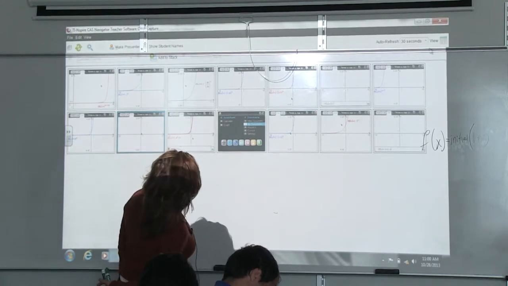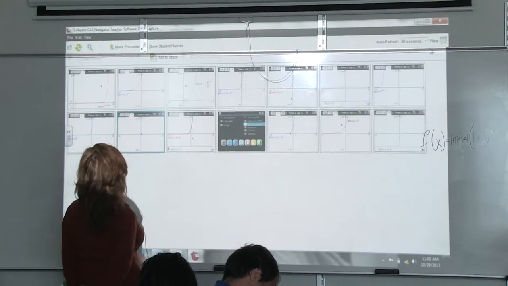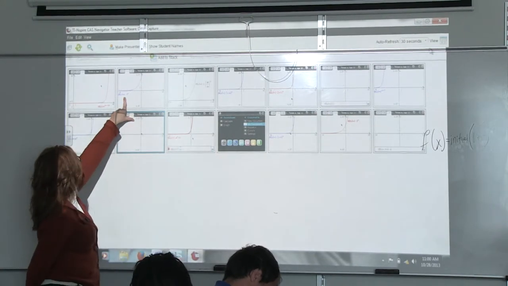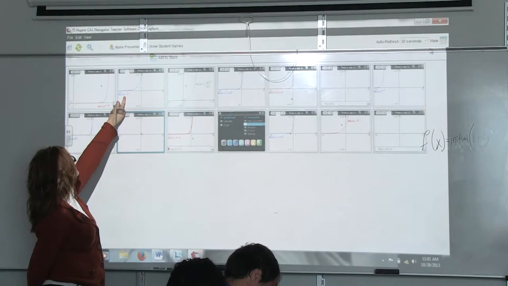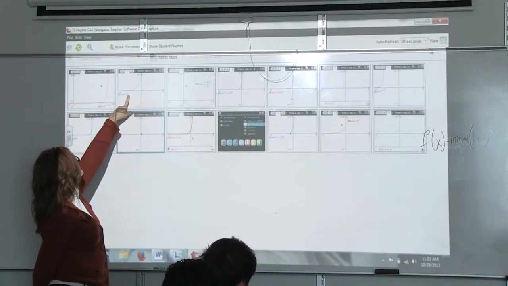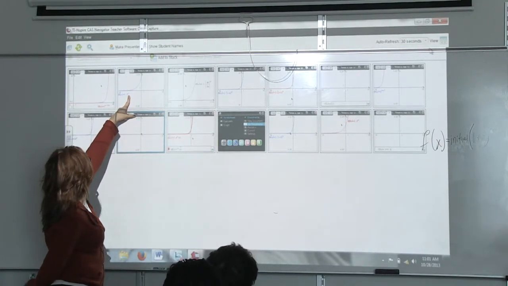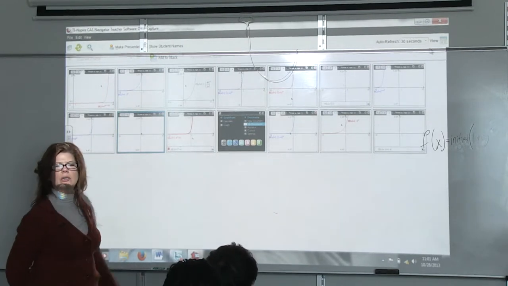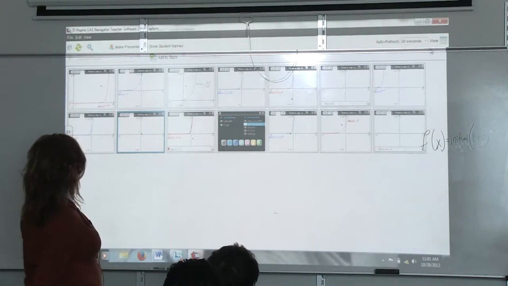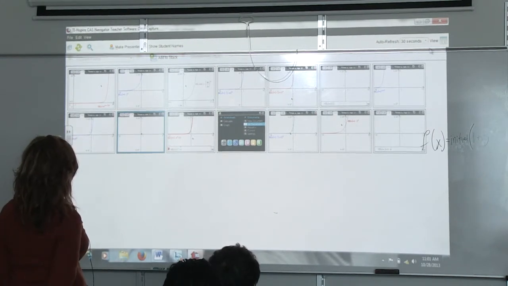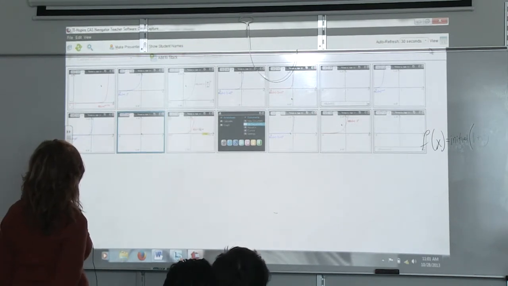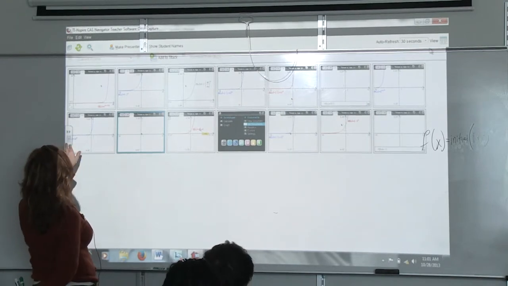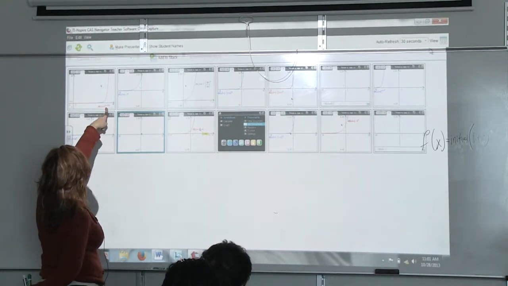Let's look at what we have: negative 5 times 2 to the x. What is the initial value for this person's function? Negative 5. Okay. And then we have a number of equations. Oh, let's look at this one.